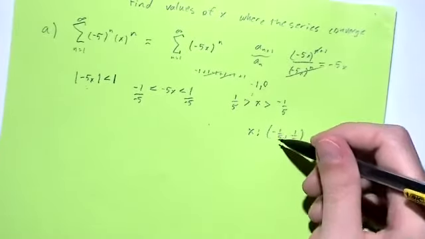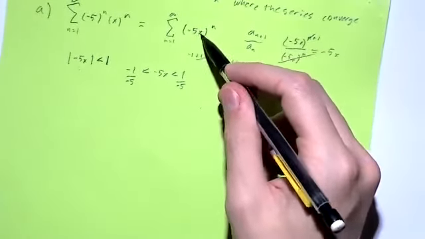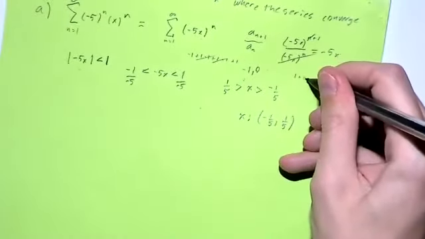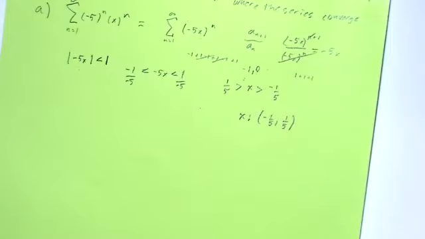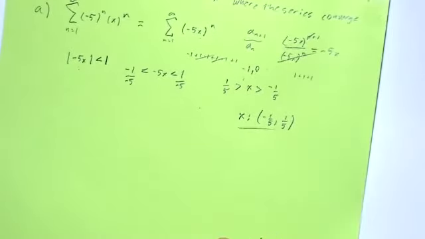Now, if I plug in -1/5, I get -5 times -1/5, which is +1. So we would get 1 plus 1 plus 1. So that definitely doesn't converge. So that's just a quick ratio test.